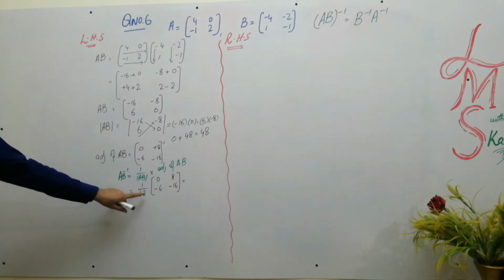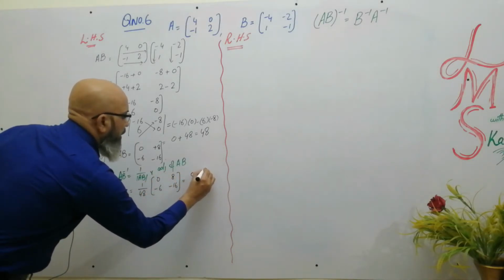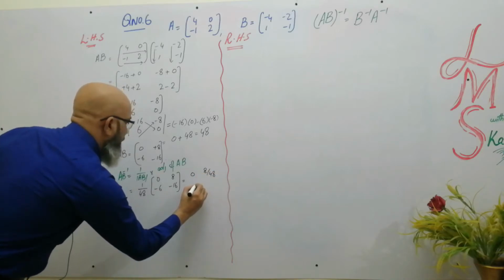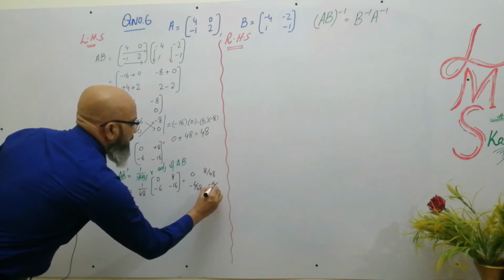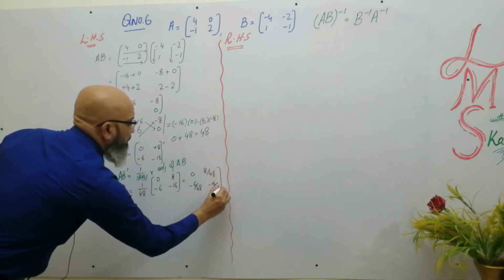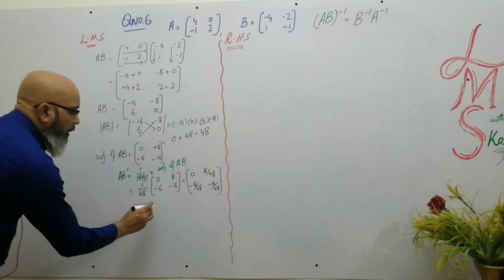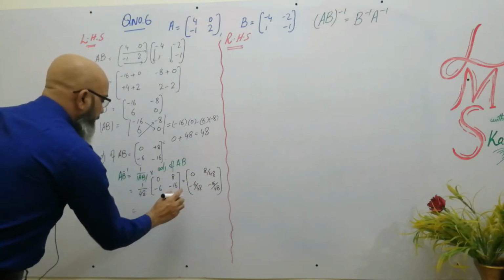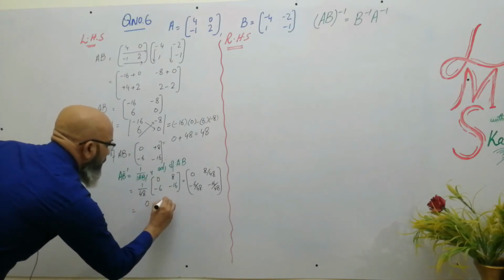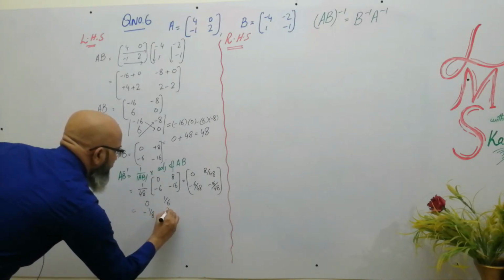When we multiply 1 over 48 with each entry, we will get 0, then 8 over 48, minus 6 over 48 and minus 16 over 48. Got it? So now you can simplify. 8 sixes are 48, 6 eights are 48. Your answer is 0, 1 over 6, minus 1 over 8 and minus 1 over 3.